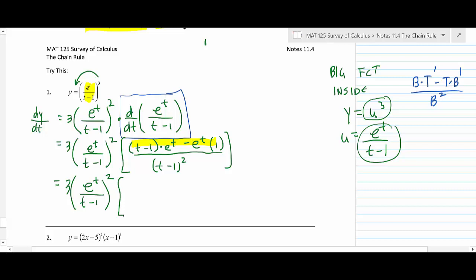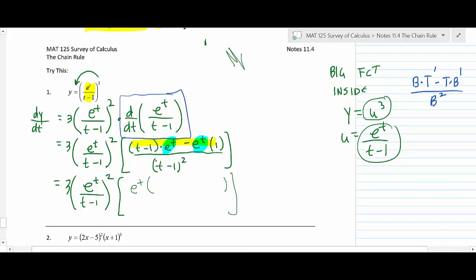You need to develop the habit of factoring stuff out. So just look at what I highlighted here. This is a common factor. Now watch this carefully, because this is where students sometimes do not do well. You're going to take that e to the t out, like that.